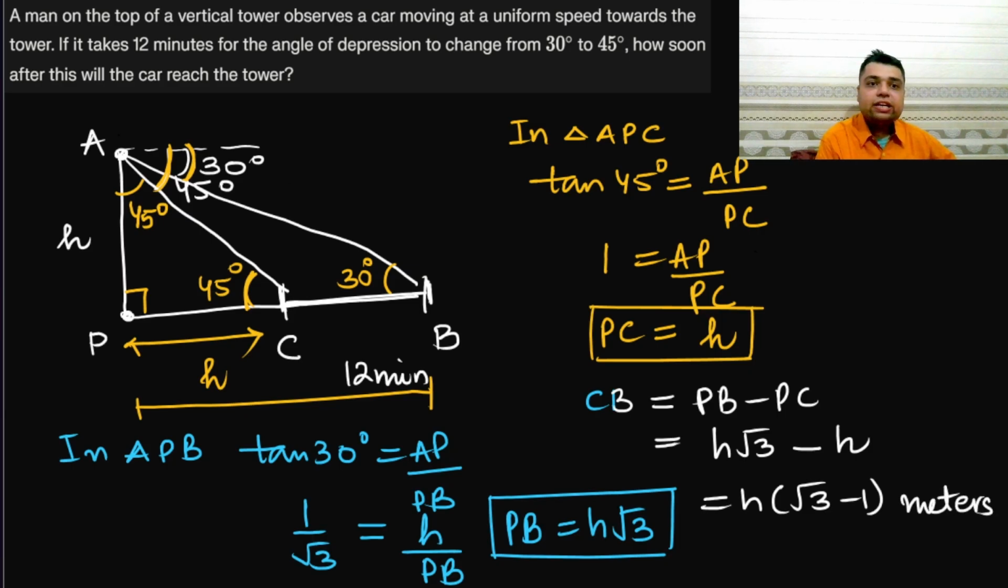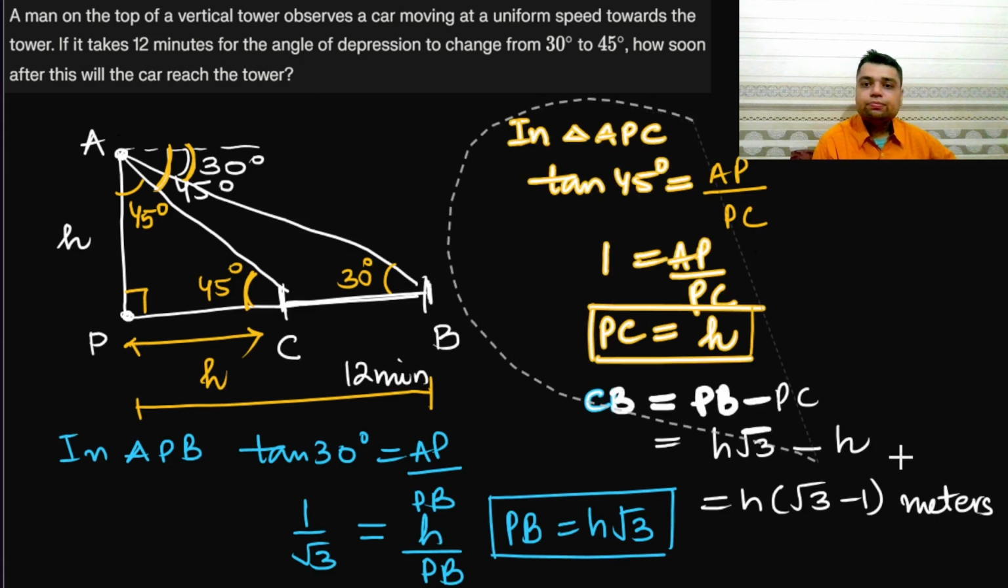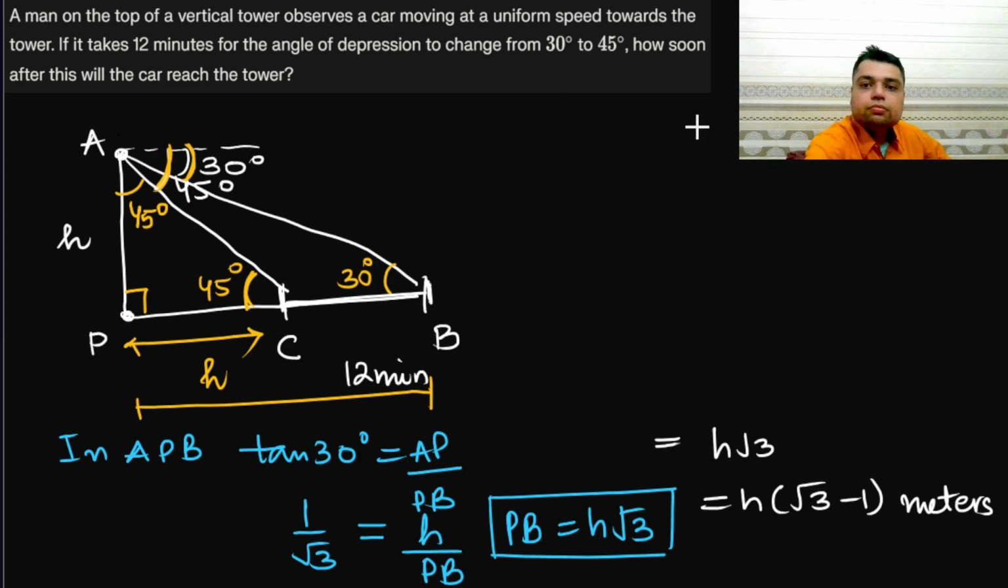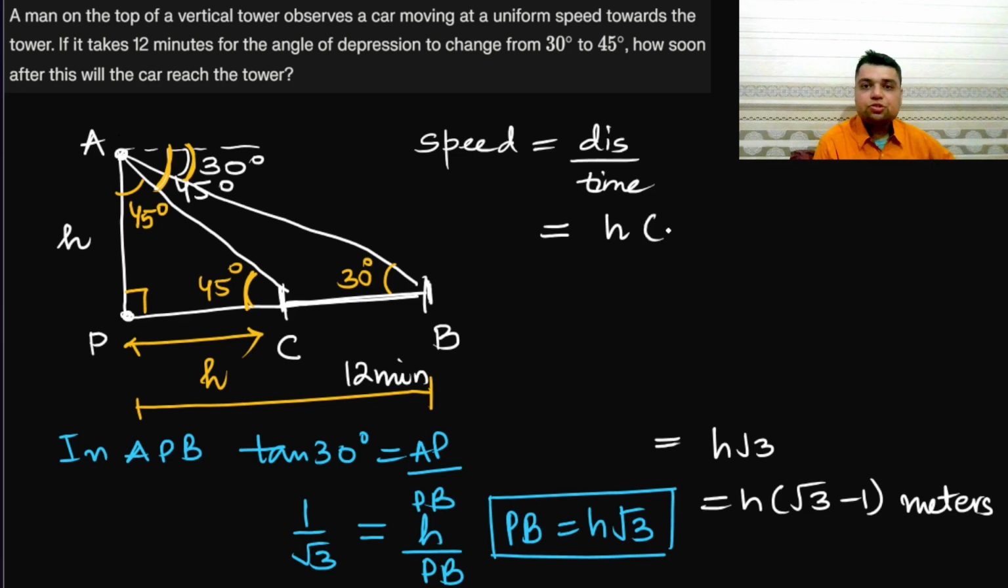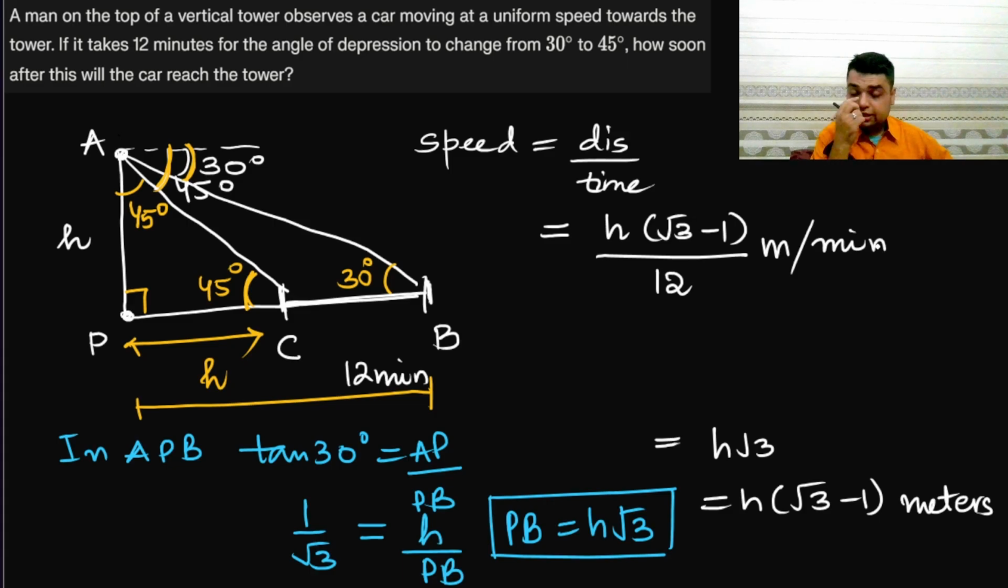Okay, now what can we do? In the next step we need to find the speed. So speed is what? Speed is equal to distance upon time, right? So distance is here h times root 3 minus 1 and time it takes 12 minutes. So let's take 12. So this speed will be meters per minute. Okay, it doesn't matter. There is no unit of the speed mentioned there, so we can keep it like that.